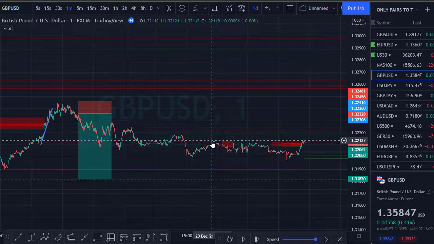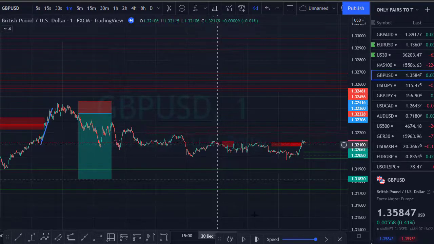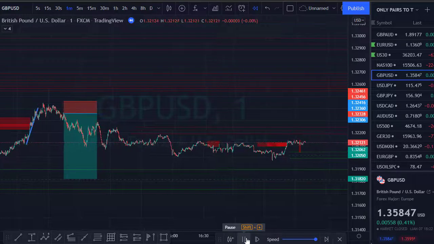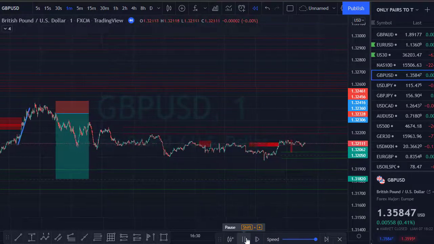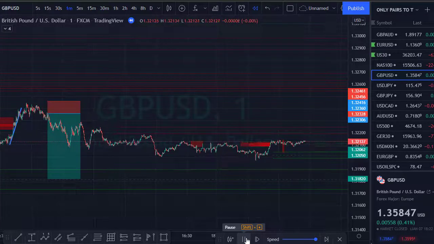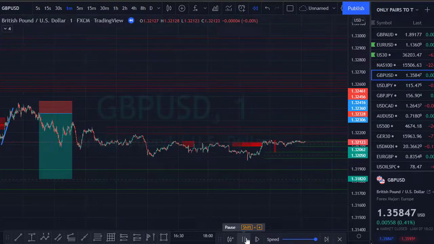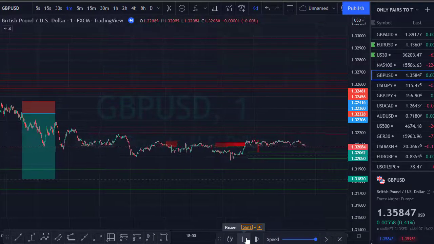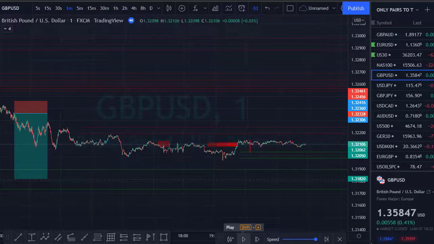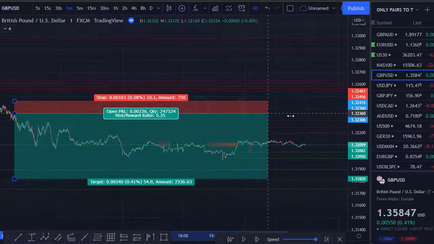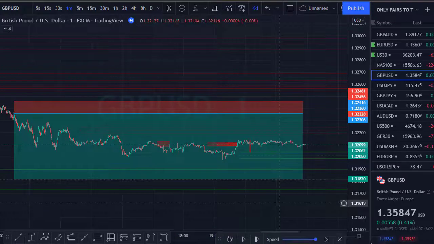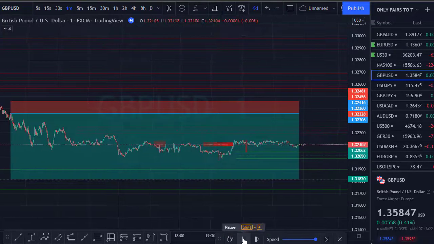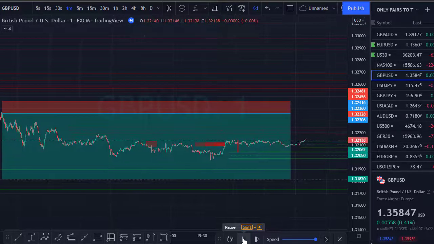Nope. All right, so it broke. No, it didn't break yet, but if it breaks this, I'm getting out. Not yet. We're still hanging on. Still hanging on to the trade. Let's just look at this. It won't break this. My gosh. Is it going to hit our target or not?